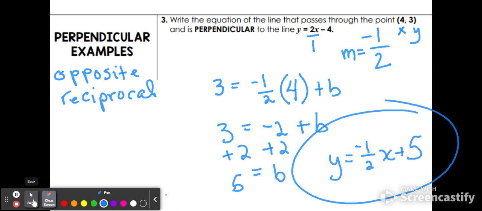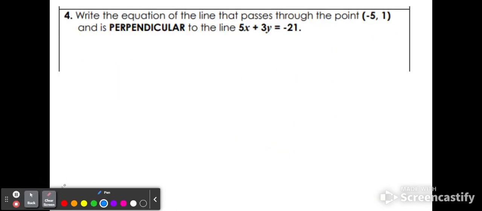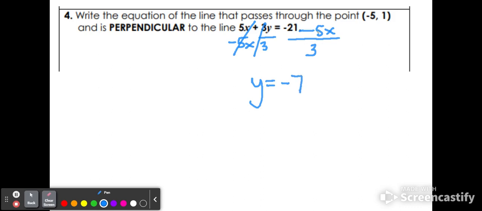All right, one more. So if they give us an equation that is not in slope-intercept form, we need to change it so we can figure out what the slope is. So we're going to move that 5x term over to the other side. Then divide both sides by 3. Remember, it's dividing the entire side by 3. So we have y equals -21 divided by 3 would be -7. And -5 divided by 3, we can leave that as a fraction.